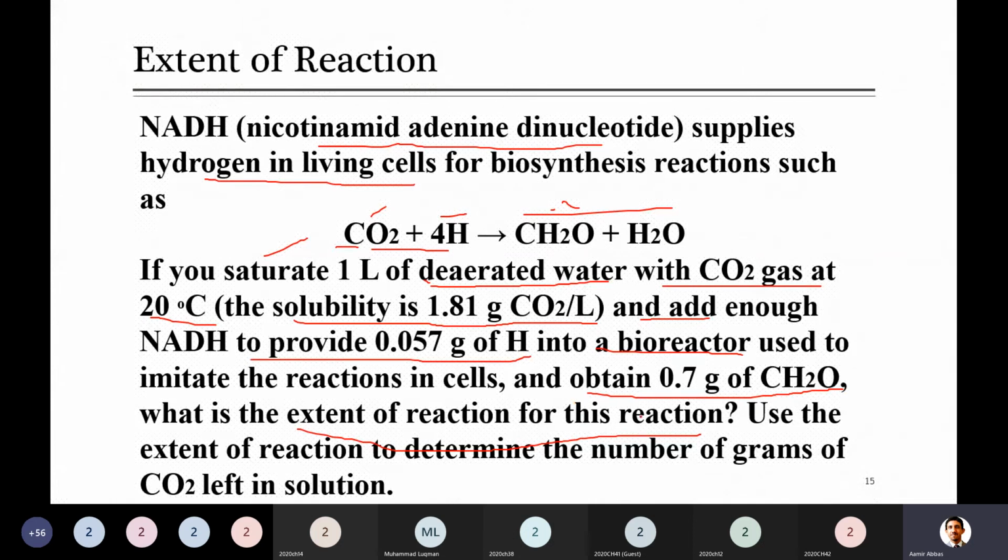Use the extent of reaction to determine the number of gram of CO2 left in the solution. At the end he said that you have to use the same formula of extent of reaction and find the amount of CO2. Amount means here grams, you have to find the gram of CO2 left. So first of all you have to find the extent of reaction, and we just discussed that extent of reaction can be found by using any species, either reactant or product. So what do you suggest, with which should I start?